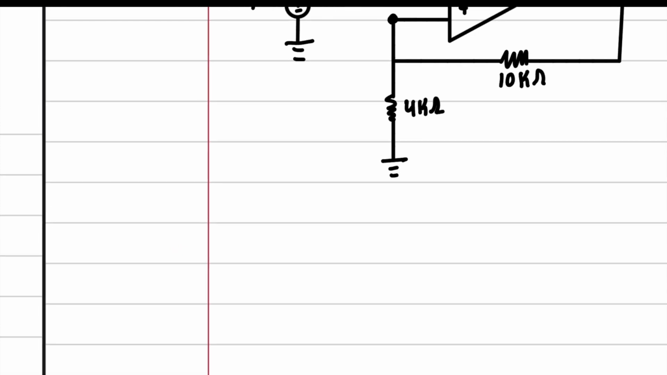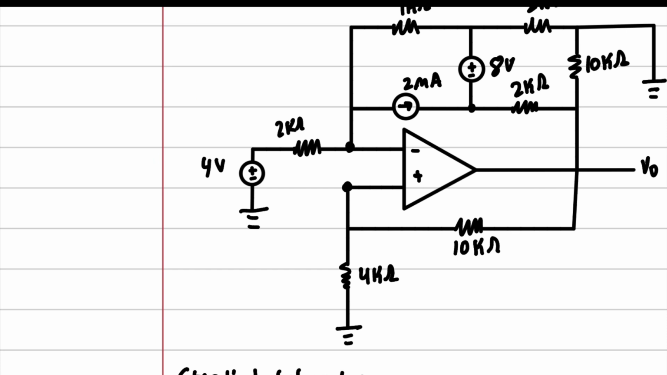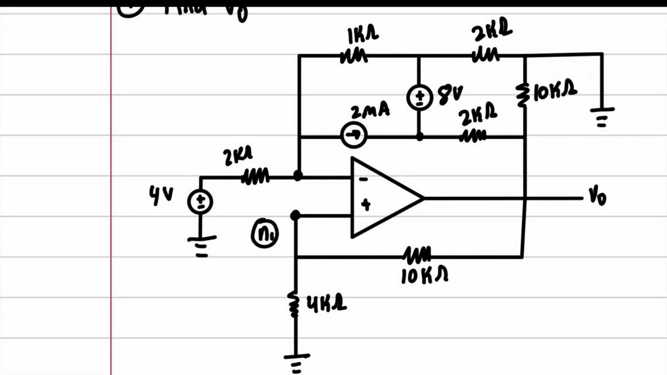So step one, we are going to label the nodes. Let's see the nodes that we've got. We have node 1 right here, and we're going to assign it a voltage of V1 because we don't know what the voltage is there. Then this one we're going to assign as N2, but as per the op-amp rule, both of these are the same. So we are going to put V1 right here.